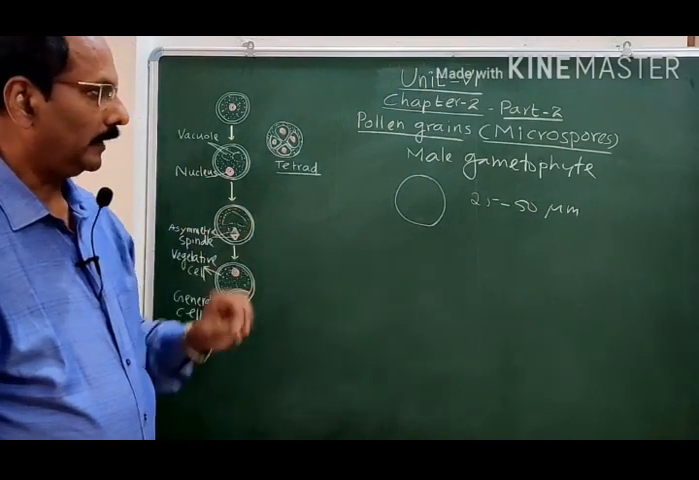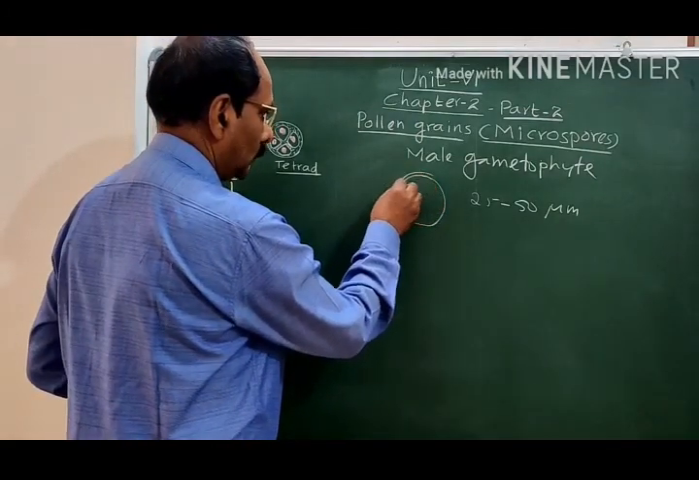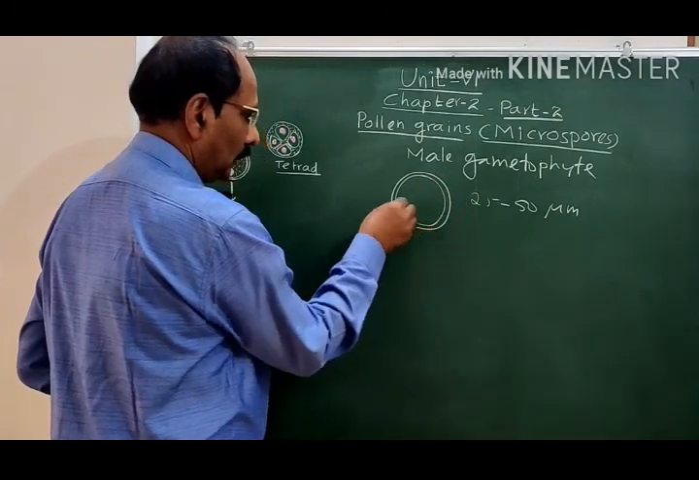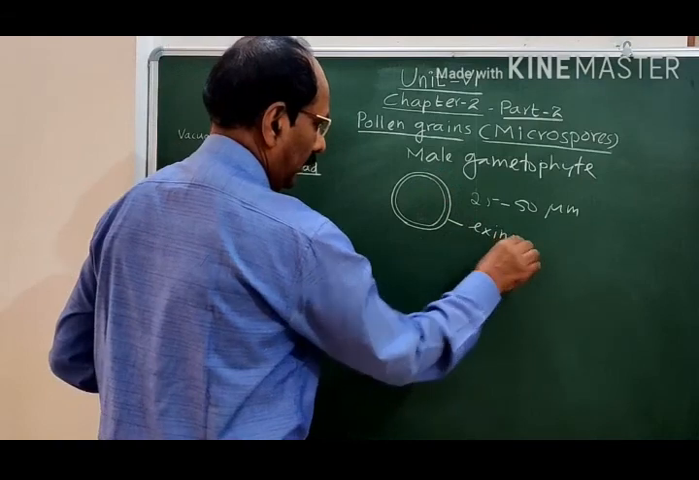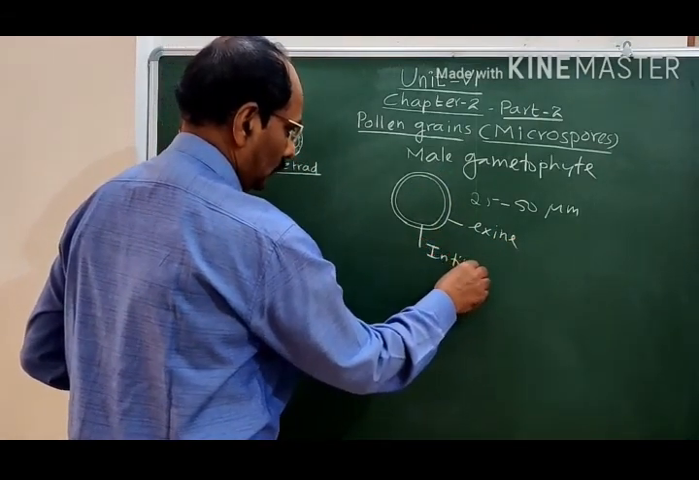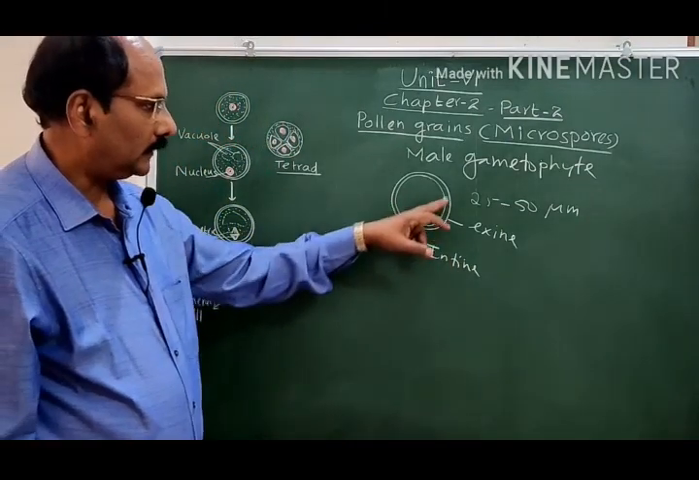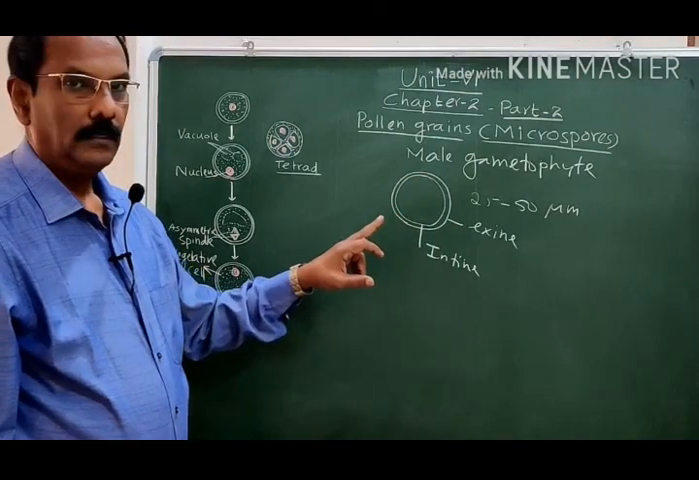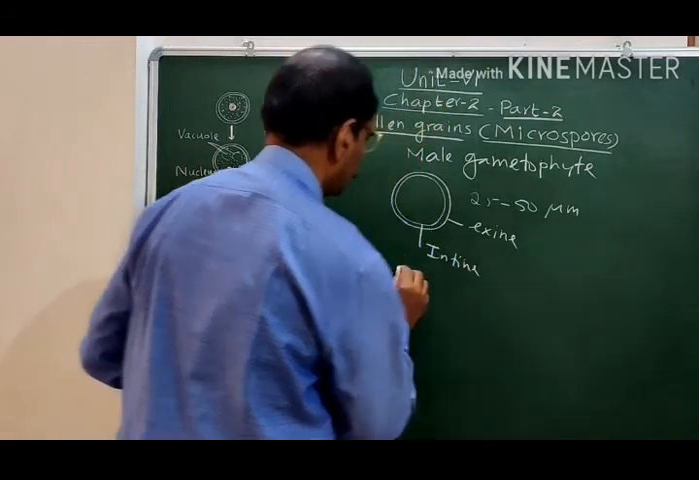So what are the 2 layers? One layer is present inside and another layer is present outside. This is the outer layer, and one layer is present inside. The outer layer is known as the exine, E-X-I-N-E, and the inner layer is known as the intine. Now what are the differences between exine and intine? First let us see the exine. The exine is made up of a particular chemical. The name of the chemical is sporopollenin.